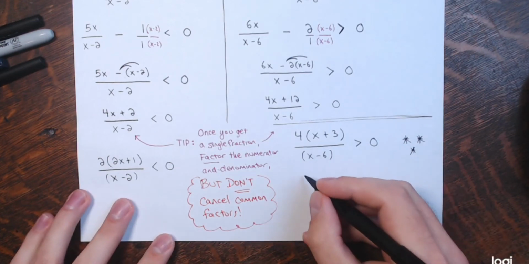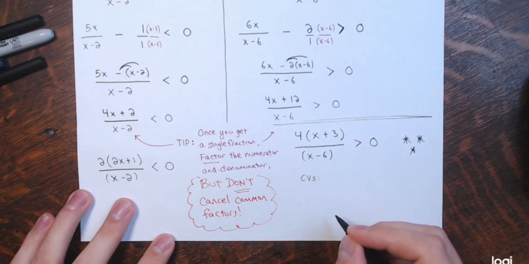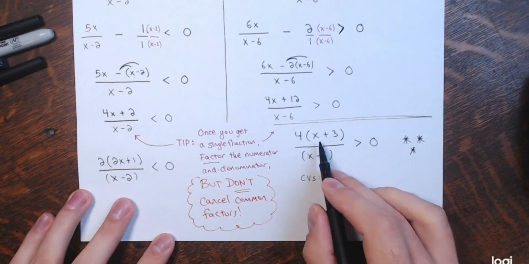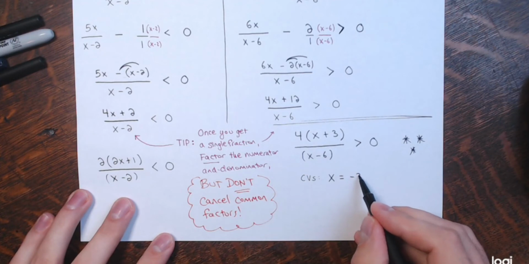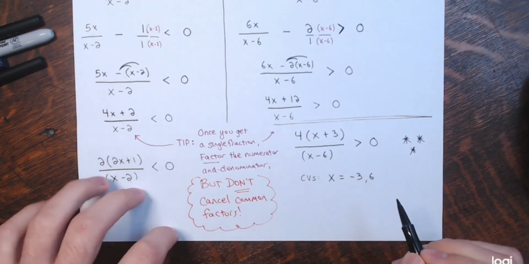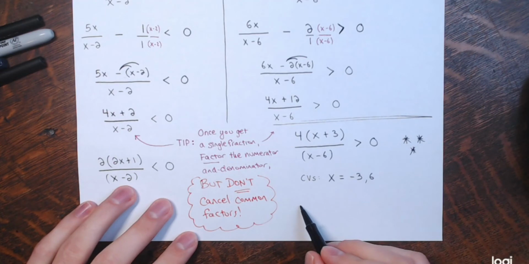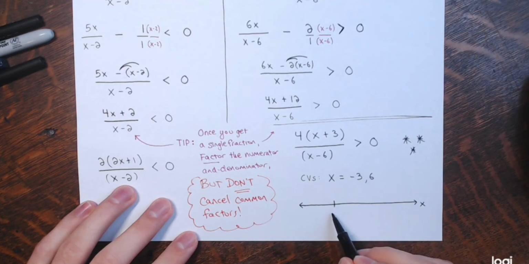All right, so simple enough here. The critical values, CVs, are values of x that make the numerator and denominator 0, which is why I factored. It'll make it easier to find these. -3 for x makes the numerator 0. Positive 6 makes the denominator 0. And then I mark these off on a number line. These are values of x, and then -3 would be to the left of 6.